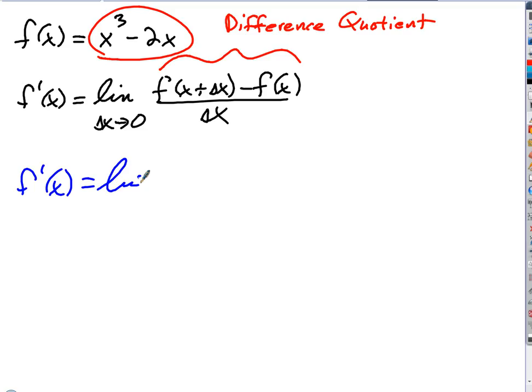There's a pattern, right? The input, I'm just doing this stuff to whatever the input is, complicated or simple. What is f of the quantity a plus b? a plus b cubed minus 2 times a plus b. Good, right? So you got the idea. So you can do this. Set it up.